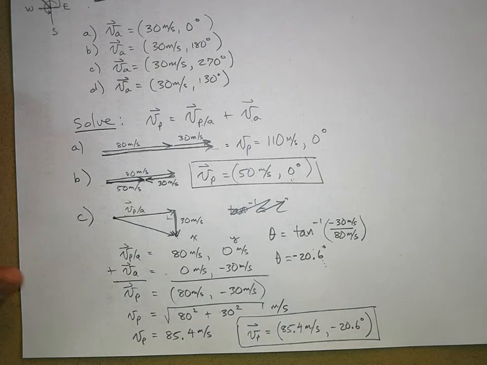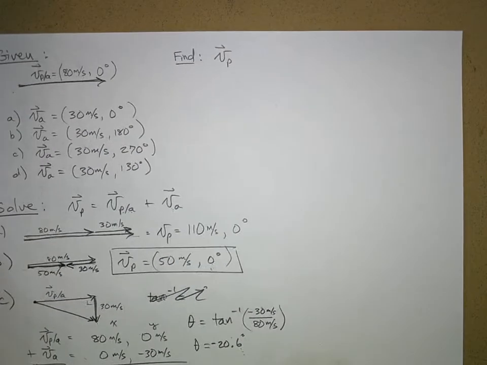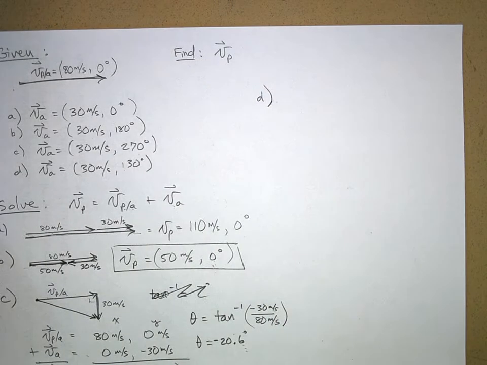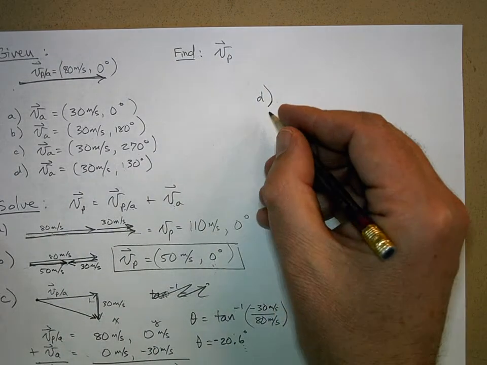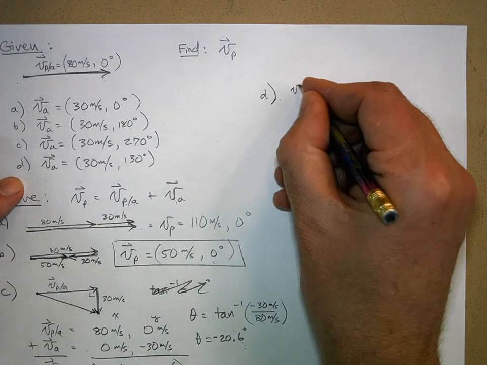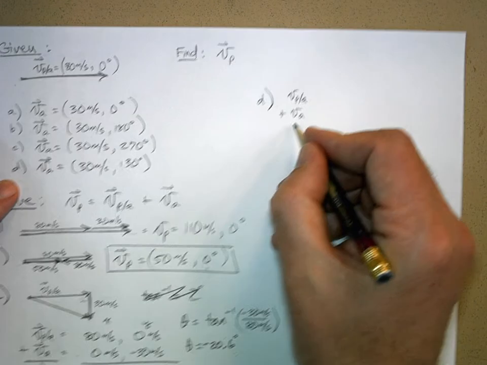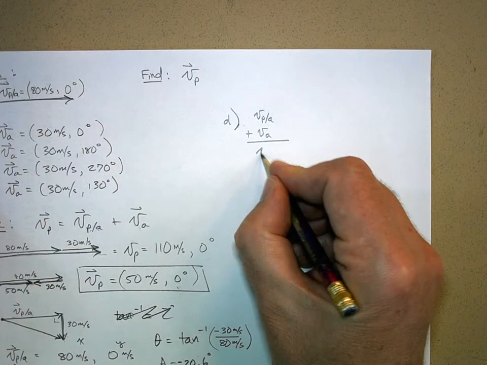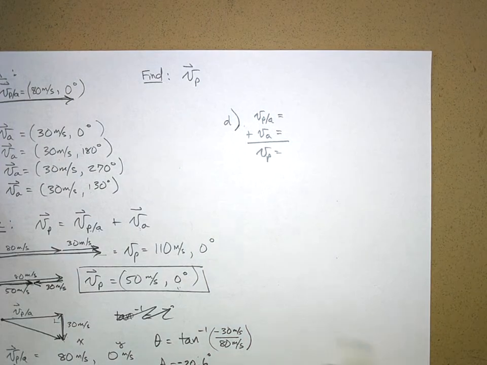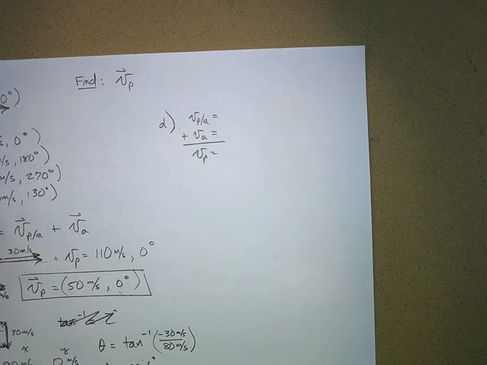Okay, so let's do part D. And I'm going to put part D up here because I don't want to use another sheet of paper. So here's part D. Let's do this again. We're going to say the velocity of the plane compared to the air plus the velocity of the air will equal the velocity of the plane. I'm going to write this kind of small so I can fit it in here. If you need to squint, I'll just zoom in here.